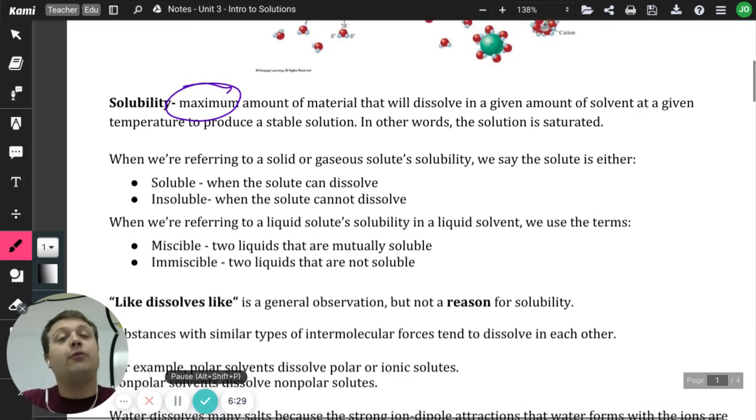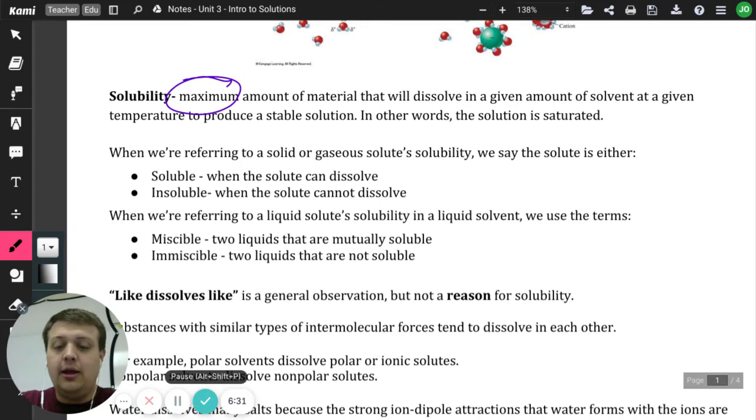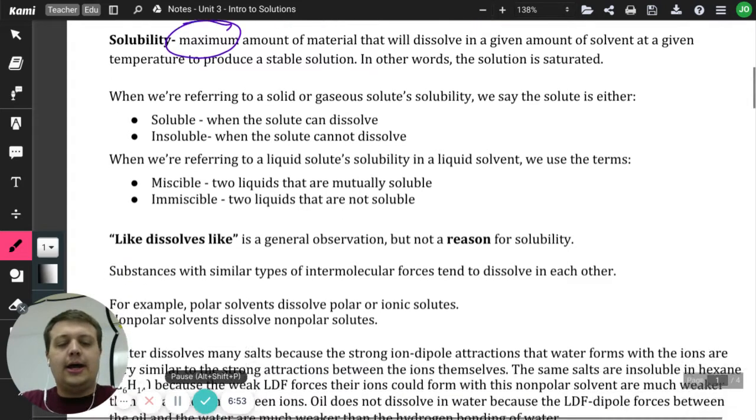All right. Now, if we're talking about a liquid, what we would say is miscible or immiscible. Miscible means that those two liquids are going to be mutually soluble, and so they're both going to be dissolving at the same time, right? Versus immiscible, which means those two liquids would be not soluble or insoluble, all right?